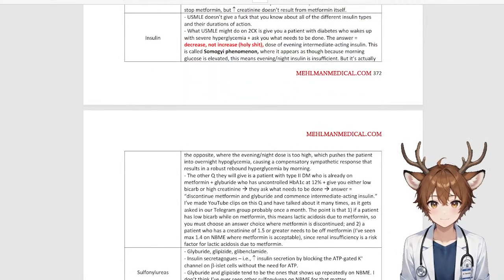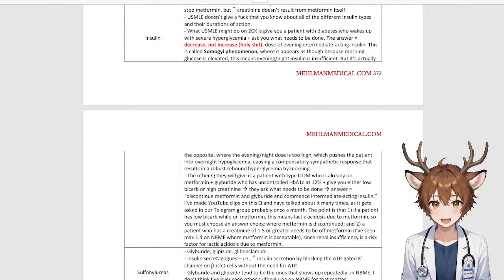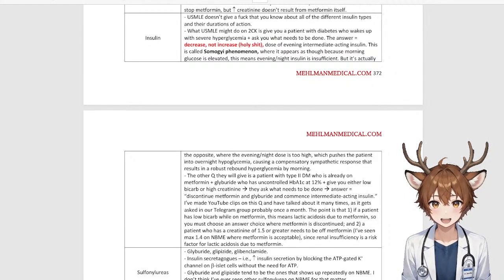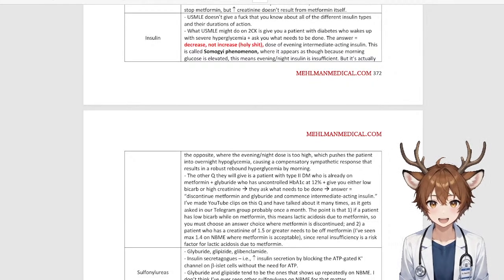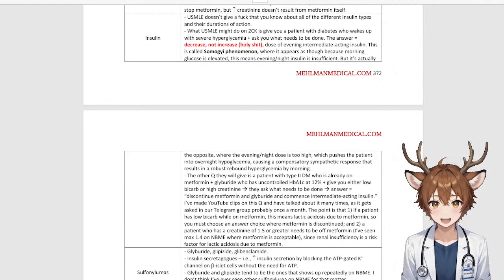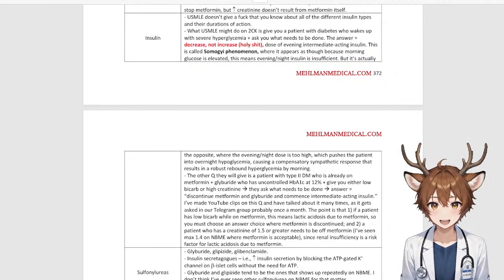Insulin. USMLE doesn't care about what you know about all the different insulin types and their durations of action. What USMLE might do on 2CK is give you a patient with diabetes who wakes up with severe hyperglycemia, plus ask you what needs to be done. The answer is decrease, not increase.